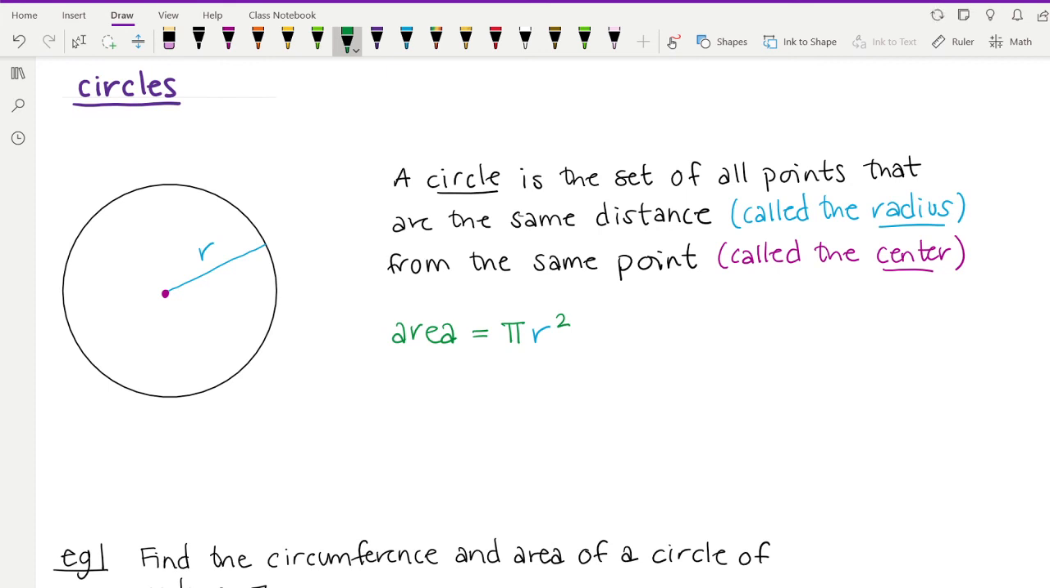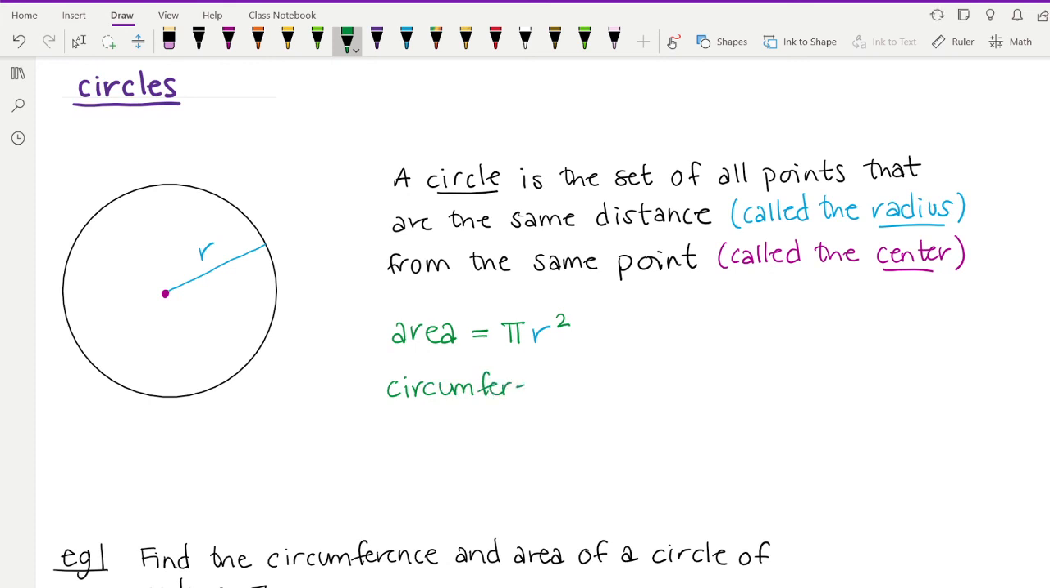Okay, so what about the circumference? The circumference is measuring all the way around the outside of the circle. So if you were to take a string and go all the way around the outside of the circle and then measure how long that string was, that is what's called the circumference.